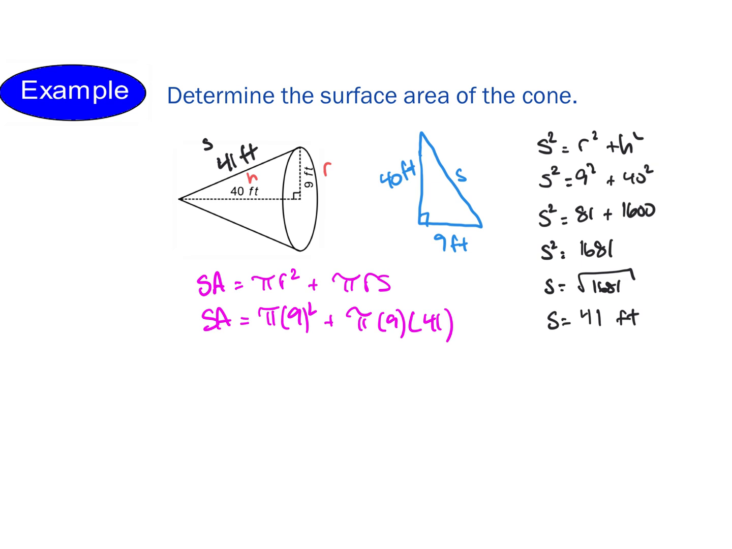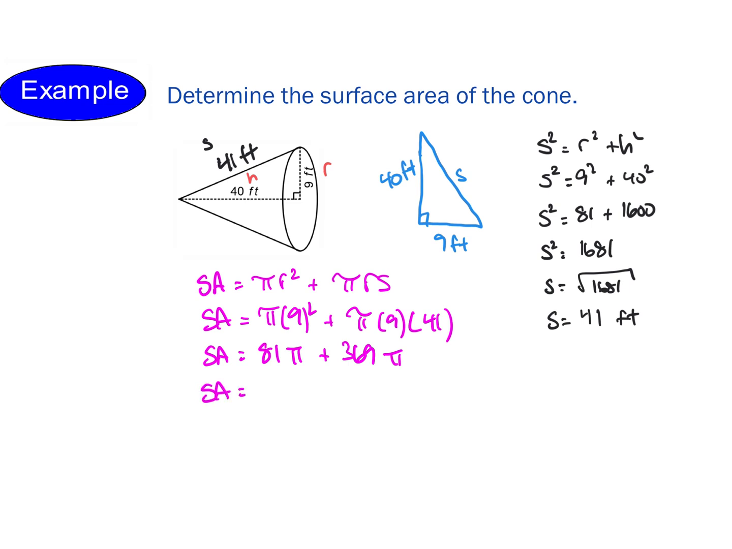Once we have the radius and the slant height substituted into the formula, we follow the exact same steps that we did for the previous question, meaning that the first thing we do is the squared or the exponent. So 9 squared, it's still 81, so it's 81 pi. Now we have 9 times 41. What's that? 369, you betcha. Times pi.